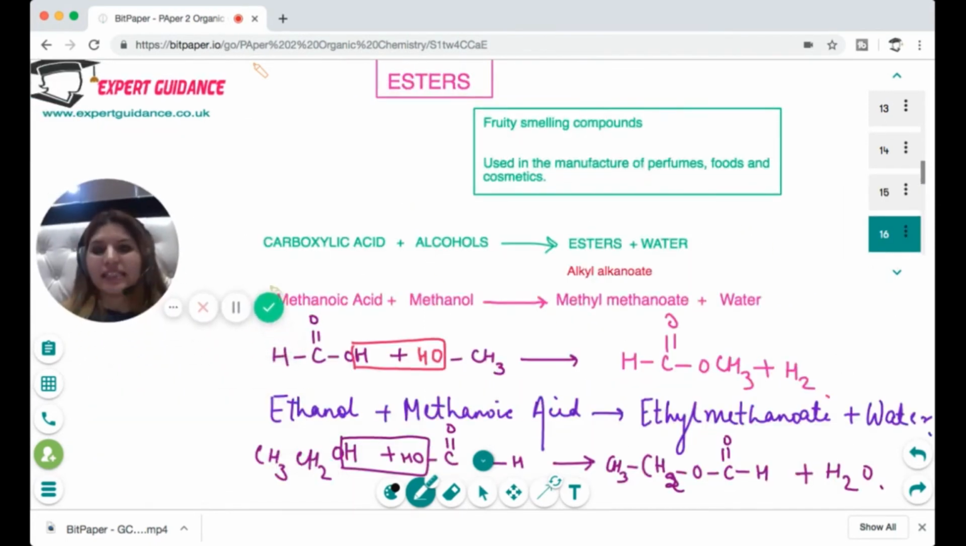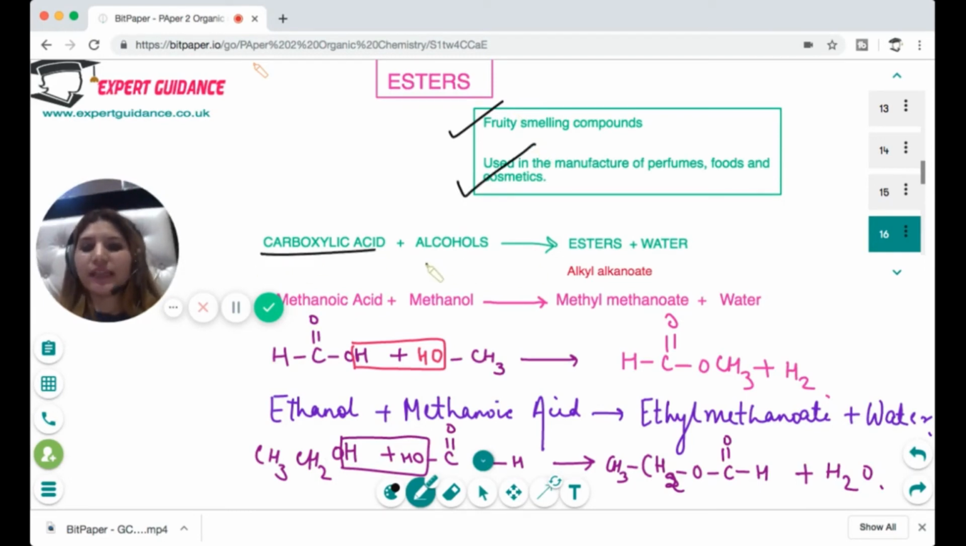Next are esters. Esters are the last functional group you need to know. They are fruity smelling compounds which are used in the manufacture of perfumes, foods, and cosmetics. They are formed by the reaction of a carboxylic acid and an alcohol to form an ester and water. Now, how will you name the ester? Whatever the alcohol is, write its name as yl, and the carboxylic acid as oate.